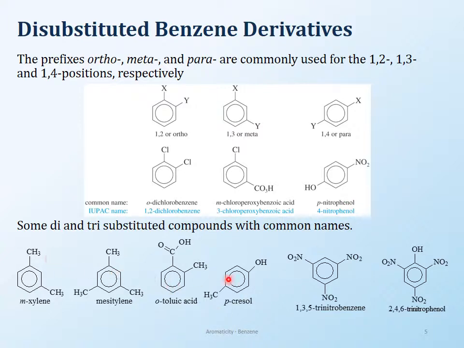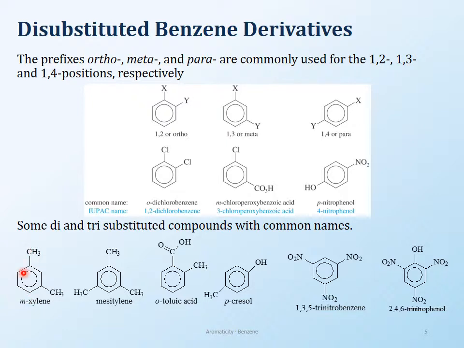So here are some examples of di- and tri-substituted compounds, and these are some of the common names that you will find. And some of the common names for, say, this one, where you have the two methyl groups over here. Now, this is a meta relationship. Two methyl groups on a benzene, that's called xylene, and the xylene can be orthoxylene, metaxylene or paraxylene. And so this is ortho, meta, para.